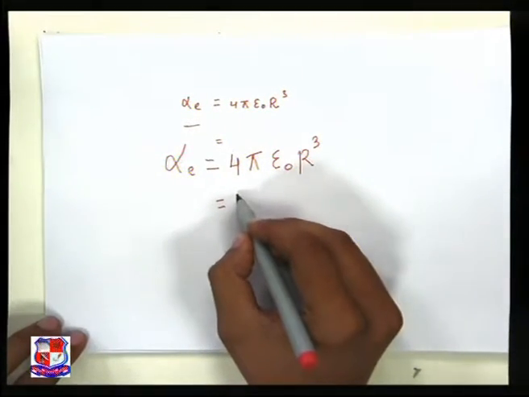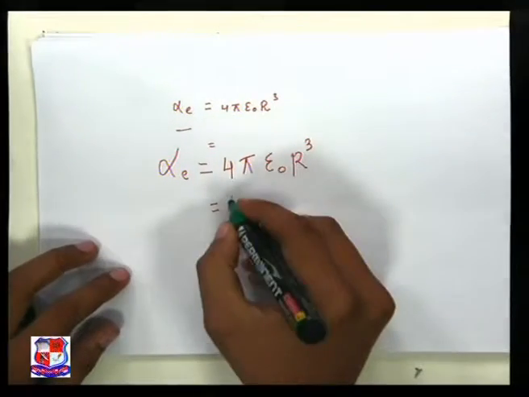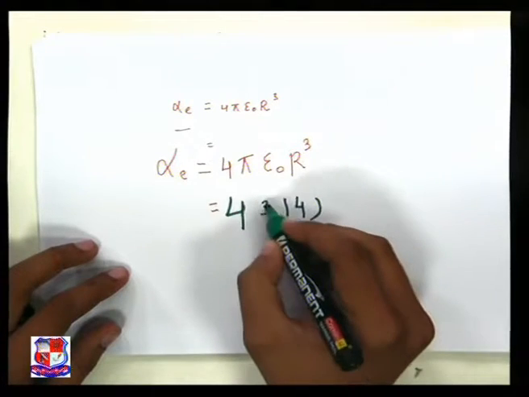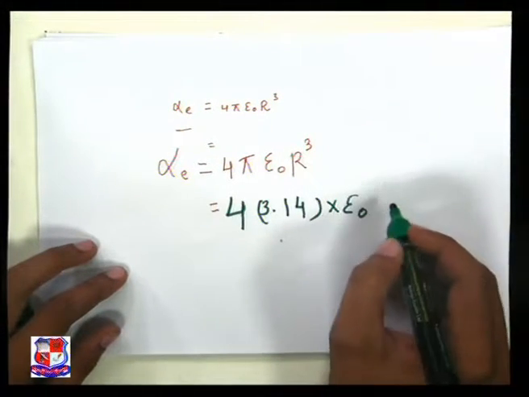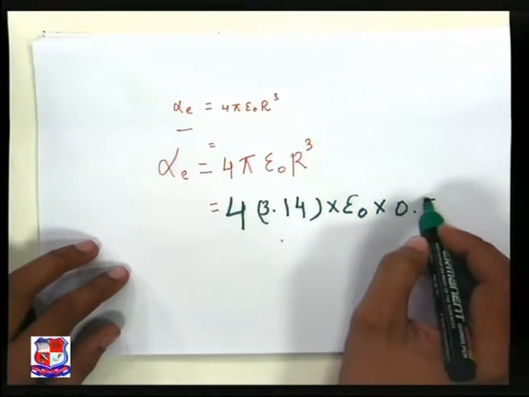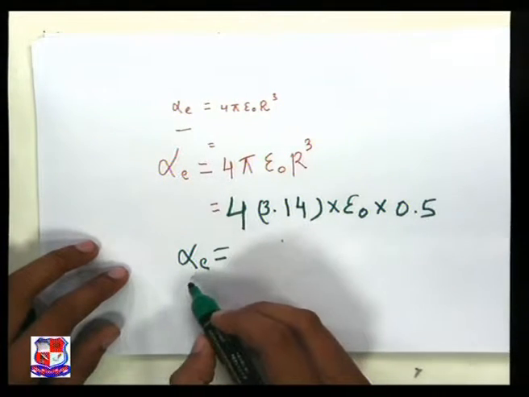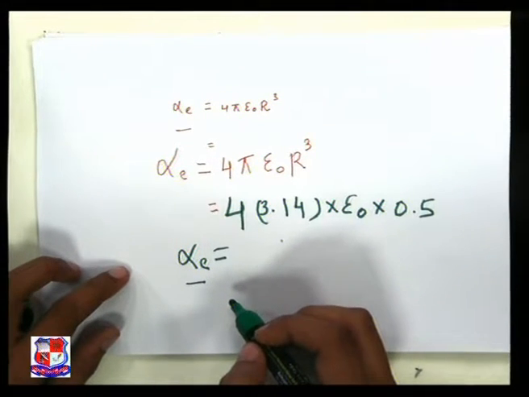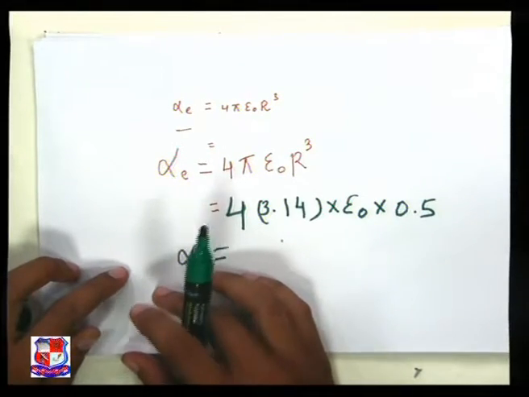If we substitute the values, it will be 4 pi, that is 3.14, multiplied by the value of epsilon 0 into r cube. The value of r is given, that is 0.5 angstrom. If we substitute this value, we will get the value of alpha E, which is your polarizability, or you can say electronic polarizability. Now let us move towards the next point, that is relative permittivity.